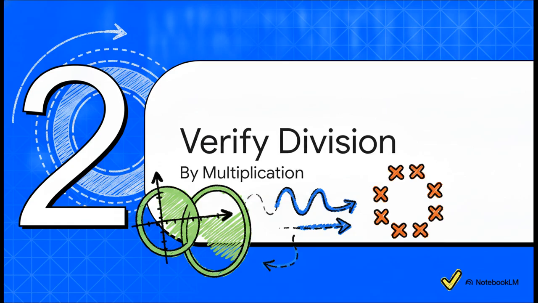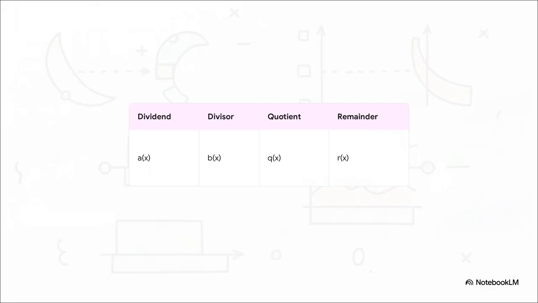Section 2. Verify by multiplication. Now, as you probably know, division and multiplication are inverse operations. And what that means for us here is that if we've done our division correctly, we should be able to perfectly reconstruct our original polynomial, the dividend. It's kind of like checking your work in reverse. If you take your divisor, multiply it completely by your quotient, and then add your remainder back in, it literally has to equal your starting dividend, A of x.